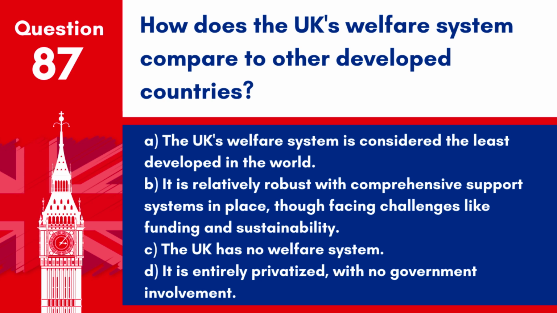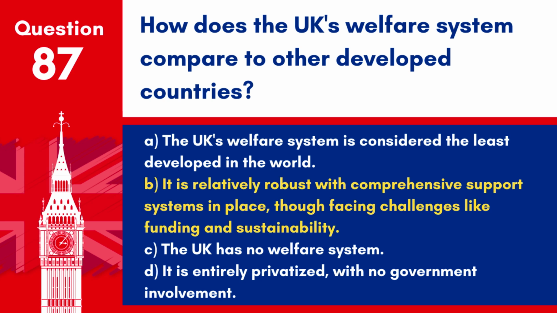A. The UK's welfare system is considered the least developed in the world. B. It is relatively robust with comprehensive support systems in place, though facing challenges like funding and sustainability. C. The UK has no welfare system. D. It is entirely privatised, with no government involvement.